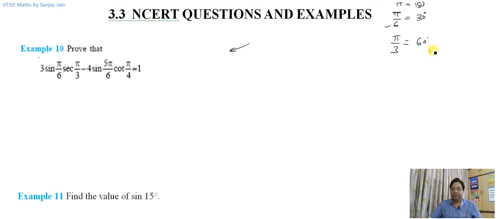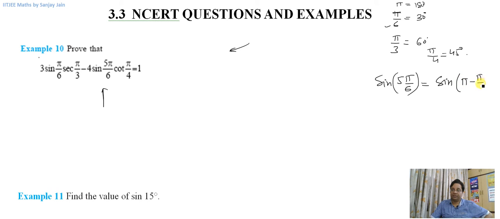And what about pi by 4? Pi by 4 is 45 degrees. I hope you have these things in your mind. Now there is one of the angles as 5 pi by 6. So sine 5 pi by 6 is there. You can write it as sine of pi minus pi by 6. And we know that sine of pi minus theta, now this is an even multiple of pi by 2, or a multiple of pi, so it will not change sine into cos. So sine will remain sine, and this falls in the second quadrant where sine is positive. So it will be equal to sine pi by 6.